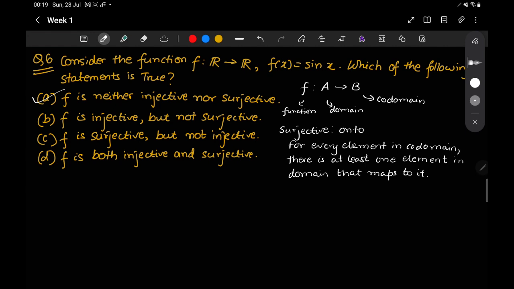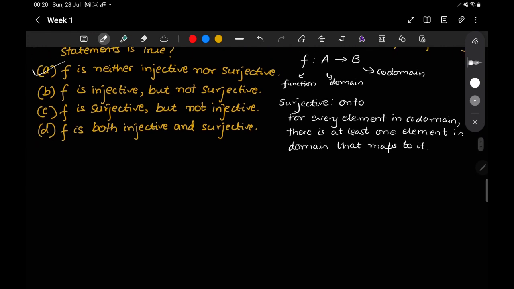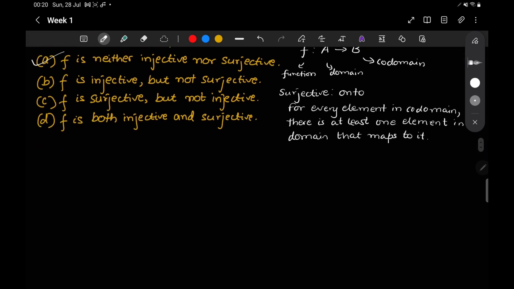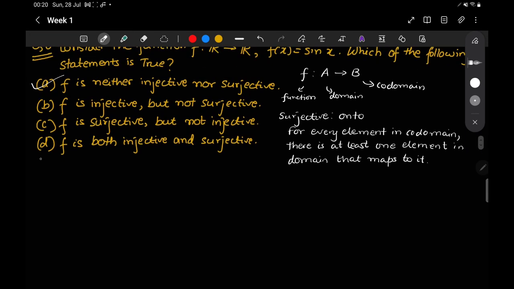That means you cannot have elements in the codomain which do not have any mapping from the domain set. So each of the elements in your codomain set should have some corresponding element in the domain set, which the function maps from. So that's a surjective function, or an onto function. Next, an injection, or an injective function.